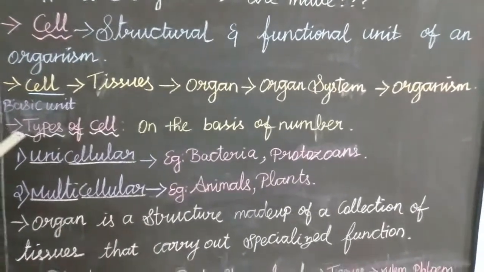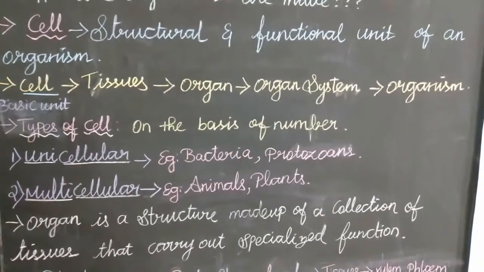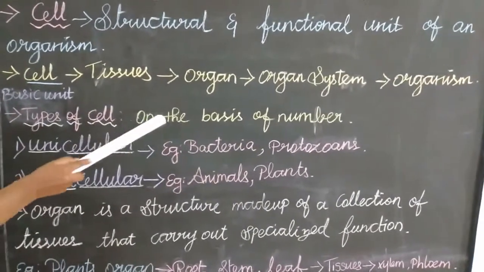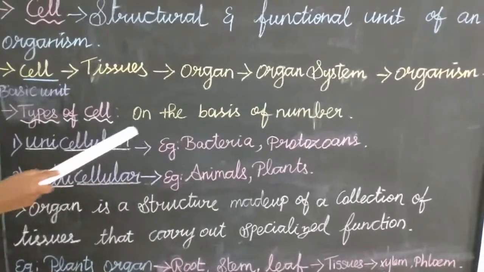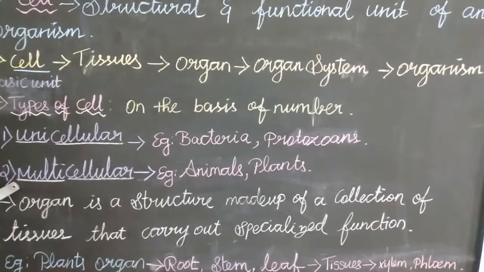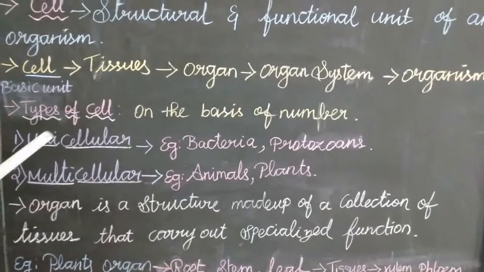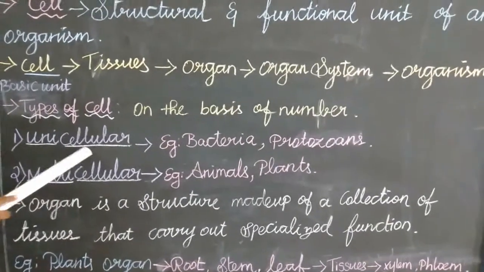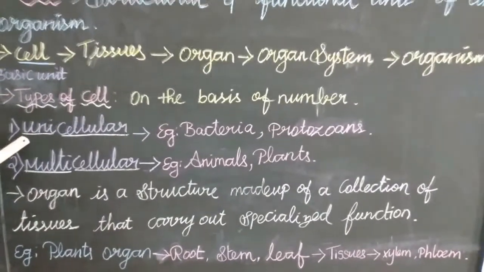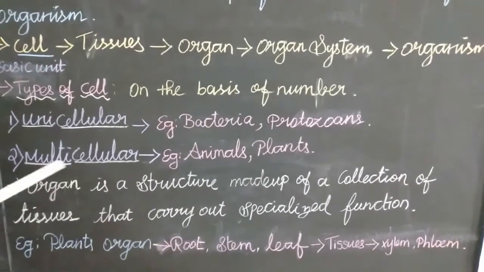Next, we will see the types of cell. A number of classifications are there. Now, we will see only the basis of number, where we classify into two types. In our 9th standard, the classification is based on the number. So, number means it is unicellular or multicellular. Split the word: uni means single, so single cell. Multi means many, so many cells.